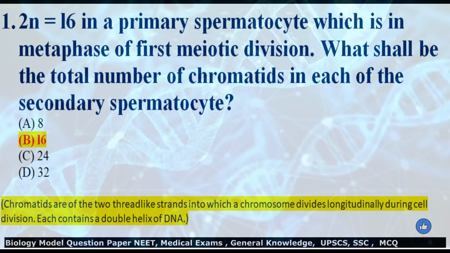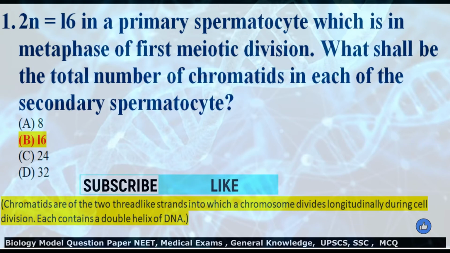Question number 1. 2n is equal to 16 in a primary spermatocyte which is in metaphase of first meiotic division. What shall be the total number of chromatids in each of the secondary spermatocyte? Answer B. 16. Chromatids are the two thread-like strands into which a chromosome divides longitudinally during cell division. Each contains a double helix of DNA.